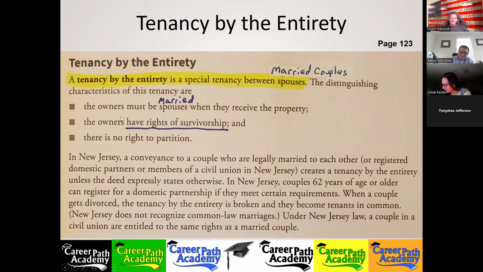Okay. So the owners must be married. They have to be spouses when they receive the property. The owners have the right of survivorship just like joint tenants do. If your spouse dies, that primary marital residence that you were living in, your surviving spouse automatically gets it. There is no right to partition. If you want to move, you don't take your spouse to court to get a judge to force them to sell the property. You have other issues if you need to do that. You have other marital issues you need to work out.